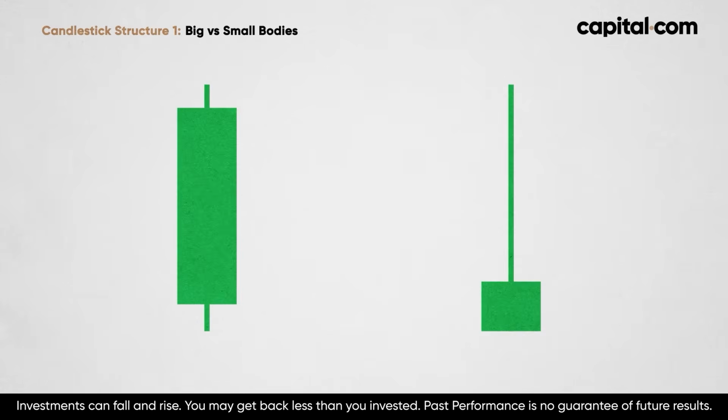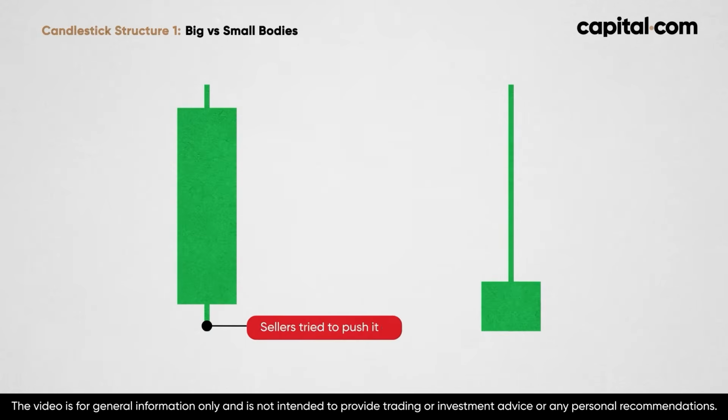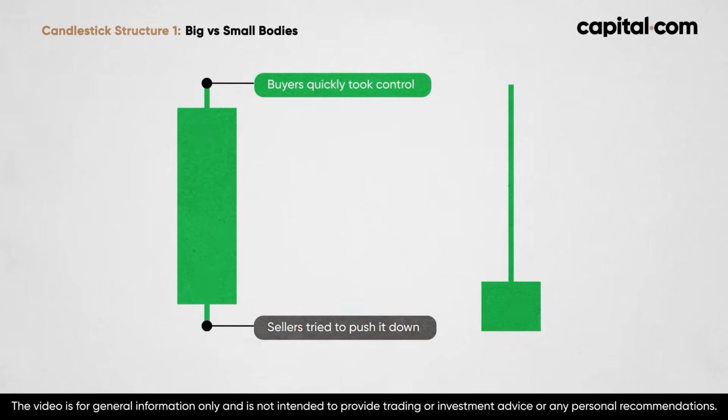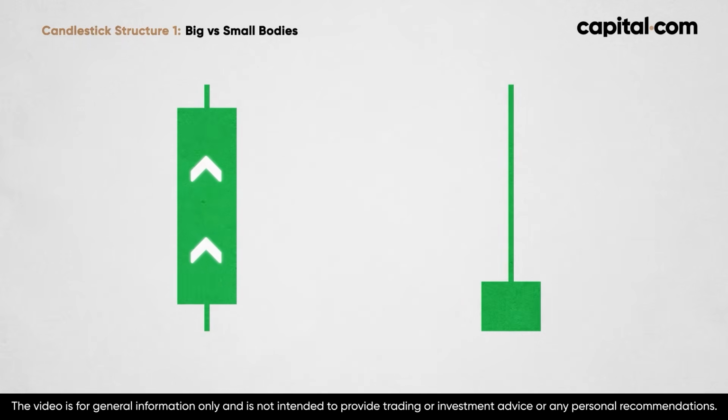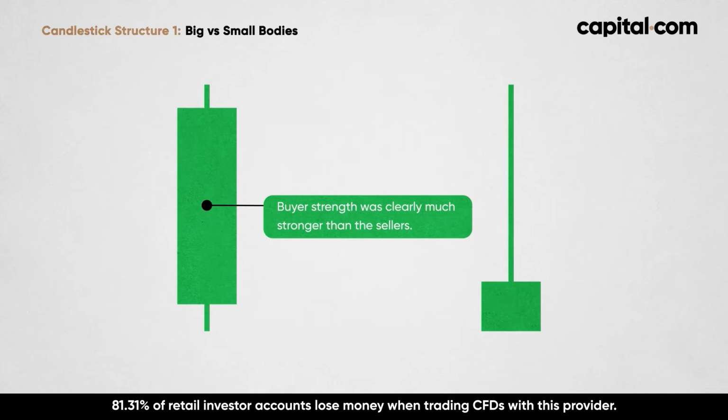Take 2 green candles as an example. In the first candle, the body is large with small wicks. Price opened lower. Sellers tried to push it down, but buyers quickly took control and moved the price up with almost no resistance. The candle closed near the high. This shows that the buyer strength was clearly much stronger than the sellers.